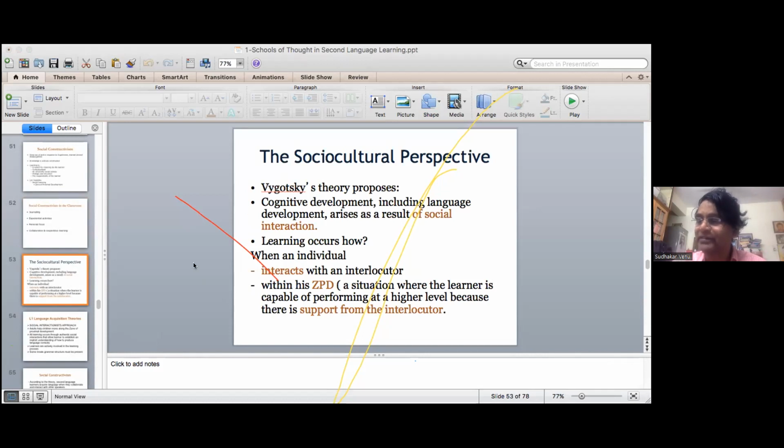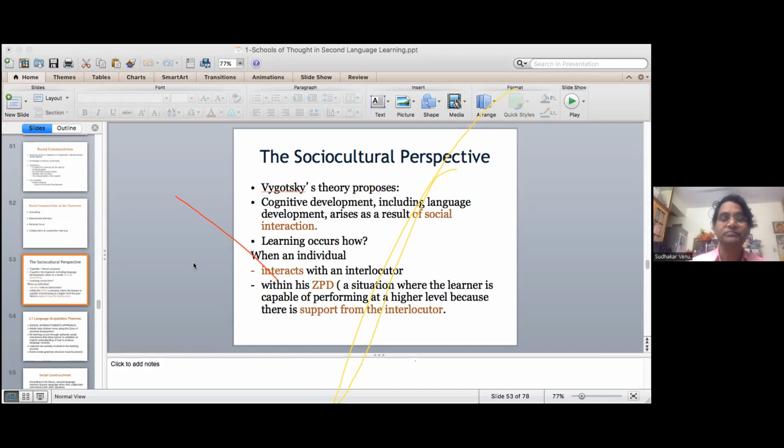Vygotsky's argument is, you see, we are all learning beings, okay? Learning leads to cognitive development, but not cognitive development to learning. Whereas cognitive psychologists like Piaget believed that cognition leads to learning. Cognition precedes learning for Piaget. For Vygotsky, learning precedes cognition. This is a very beautiful way of explaining language learning.